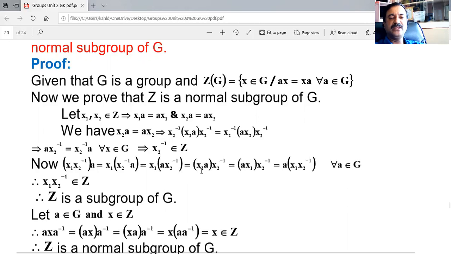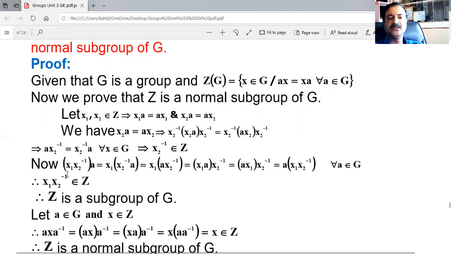We have here X1A is equal to AX1. Kindly follow the cursor. X1A is equal to AX1. I am replacing X1A with AX1. Again, I am applying the associative law for the three elements. That means interchanging the brackets, so that A is outside the bracket and the remaining X1, X2 inverse are in the same bracket. Then what did we get? In the first one, X1, X2 inverse into A, and the last one, A into X1, X2 inverse.